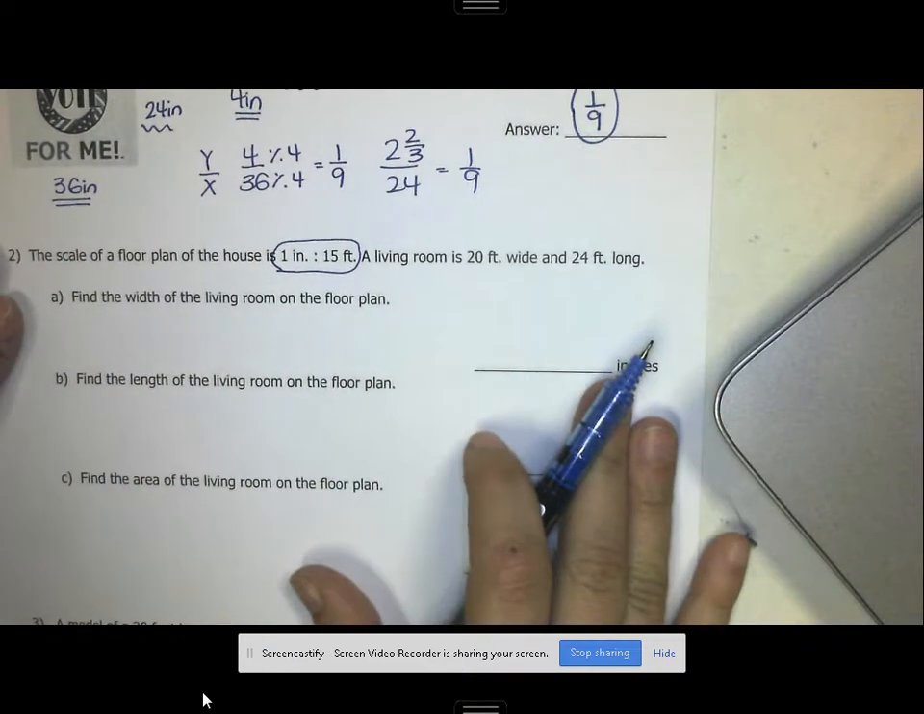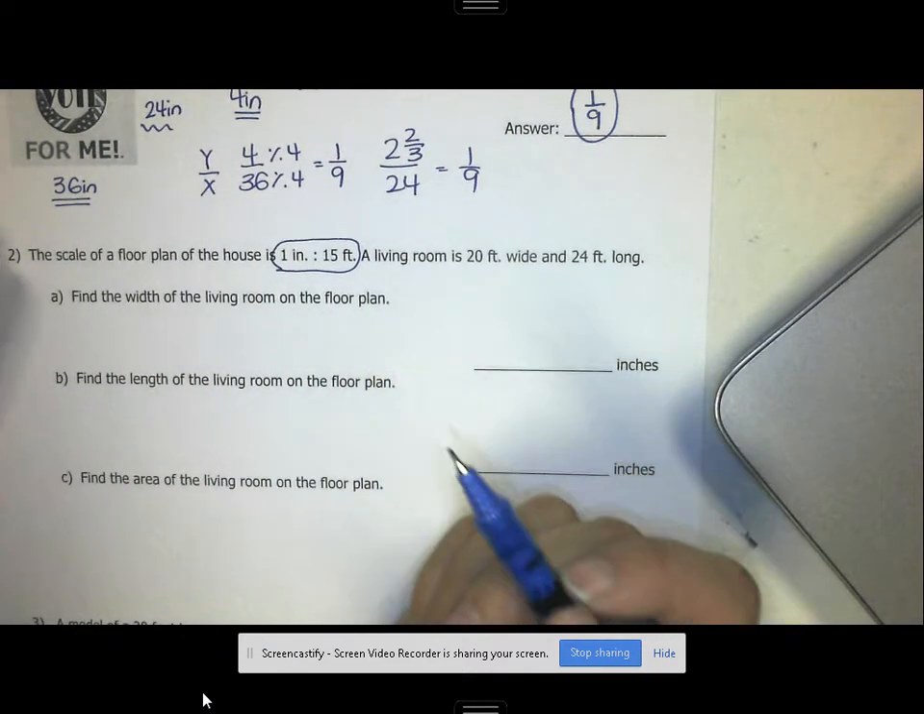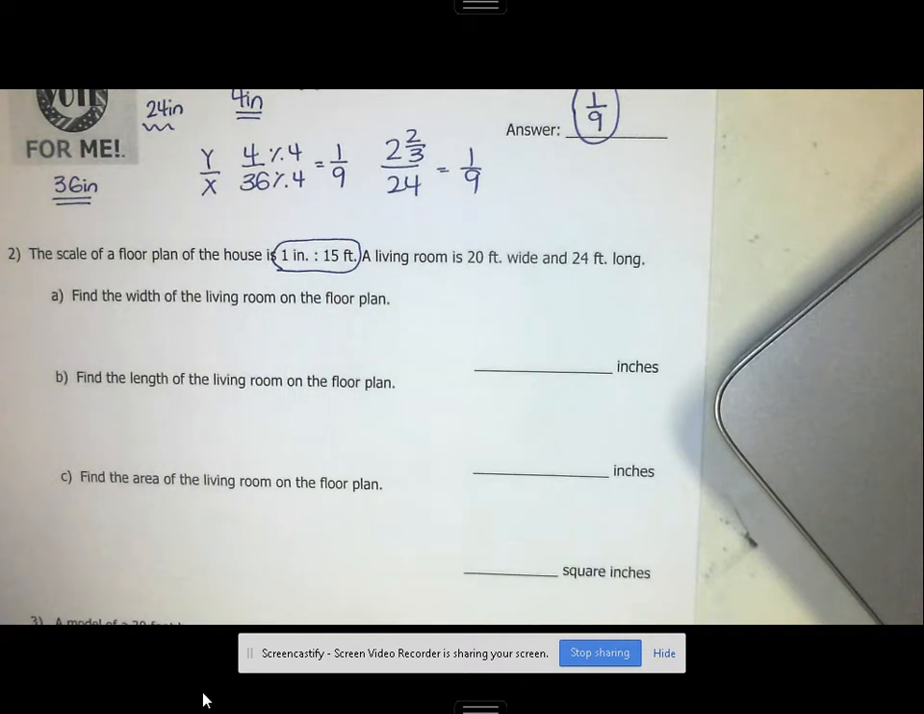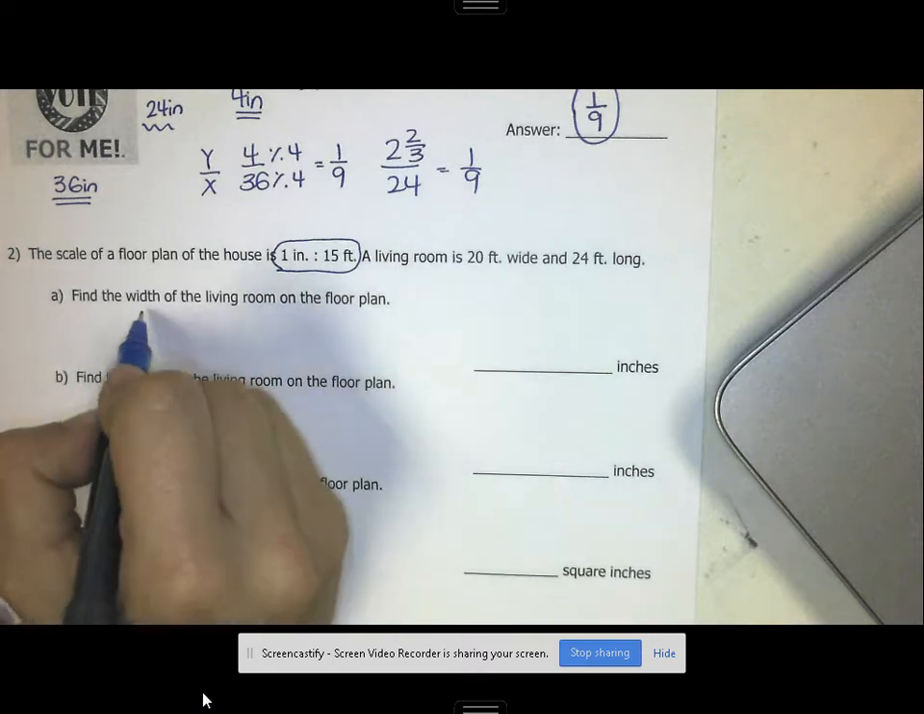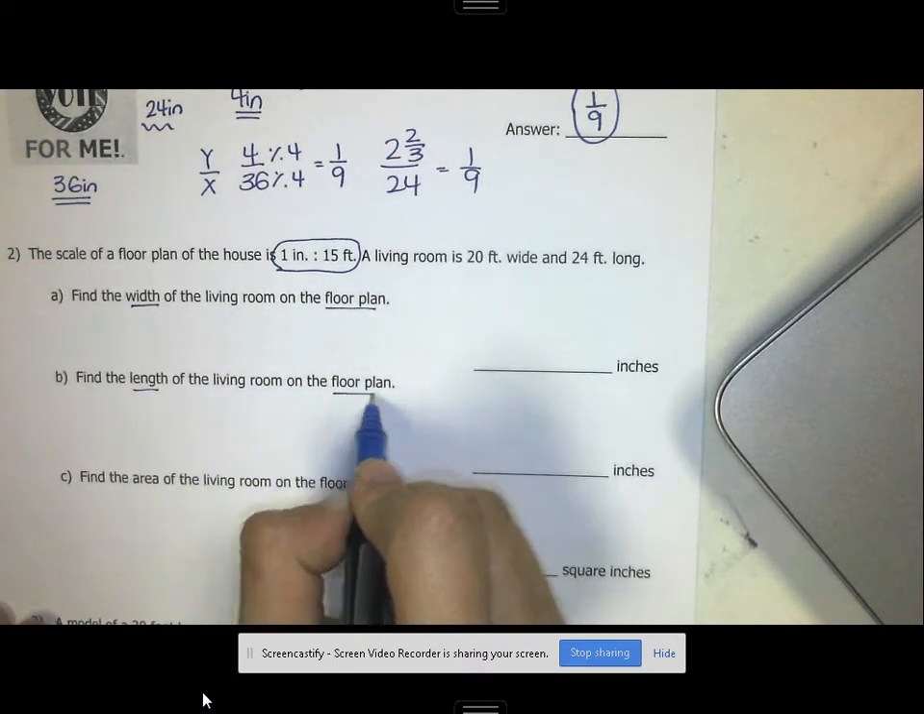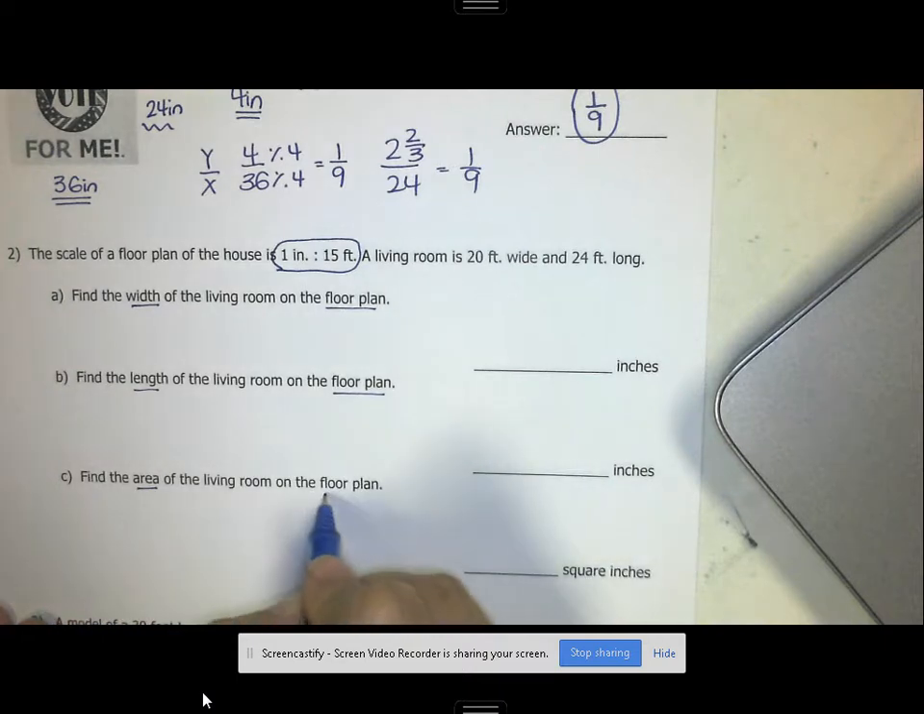All right, next. The scale factor of a floor plan of a house says that every 1 inch corresponds to 15 feet in real life. A living room is 20 feet wide and 24 feet long. What is the width of the living room on the floor plan? What is the length of the living room on the floor plan? What is the area of the living room on the floor plan?